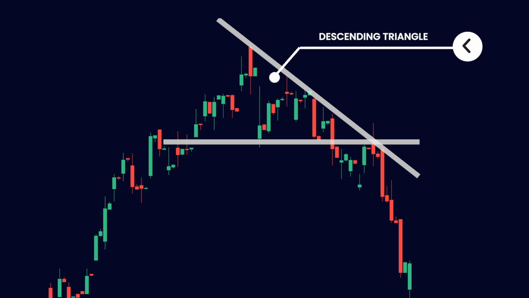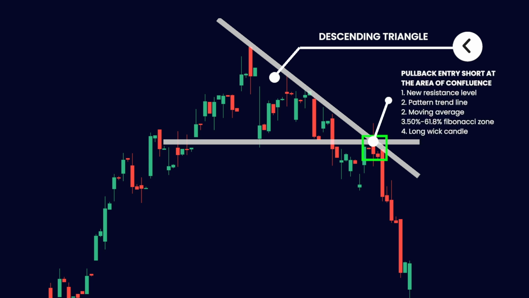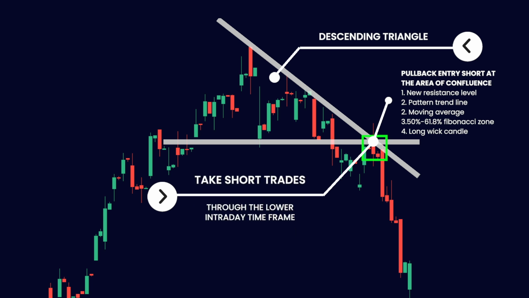However, cautious traders might wait for confirmation through a pullback. In this case, we got that confirmation with a long wick candle forming at the new resistance, where the bottom of the triangle and the trend line meet. That's your area of confluence. Once you spot a shift in trend on the lower time frame, you could enter short positions using our strategy and tools.